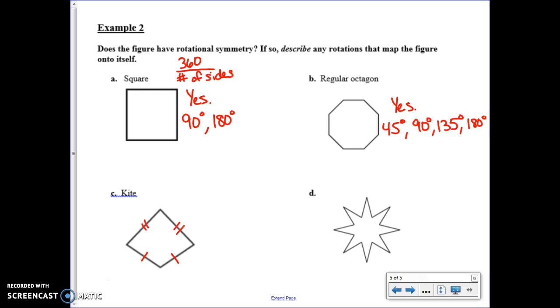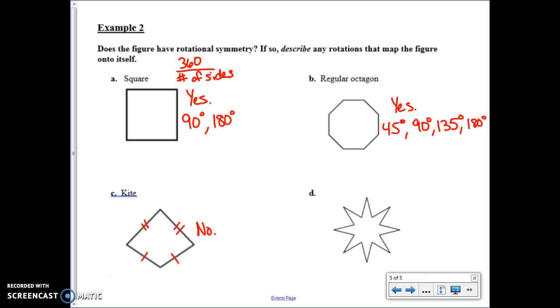Now a kite, remember, has these measures of congruency, those segment lengths. So if I try to rotate that at all, it's not going to rotate around and match until it gets all the way around 360 degrees.